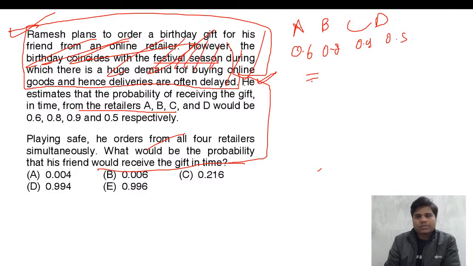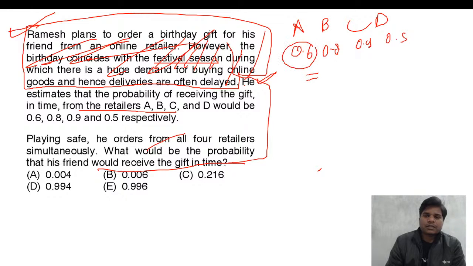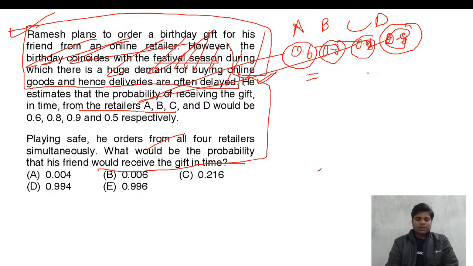Anyone? Okay, so I think you have done this type of question. Suppose these are our sellers, with probabilities 0.6, 0.8, 0.9, 0.5 of delivering on time. Suppose all of these fail to deliver on time. Basically we will find the probability that no one is delivering on time, and then subtract that from 1. We'll find the probability of delivering at least once on time.